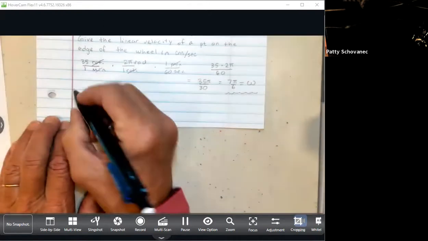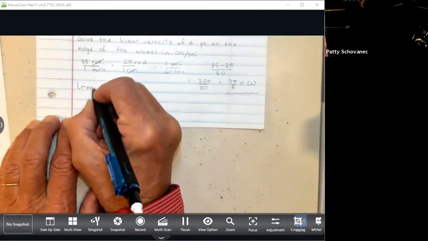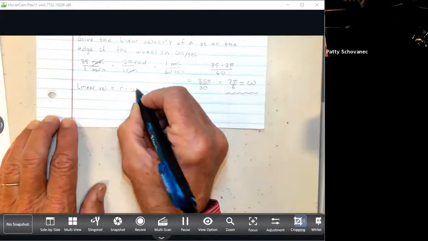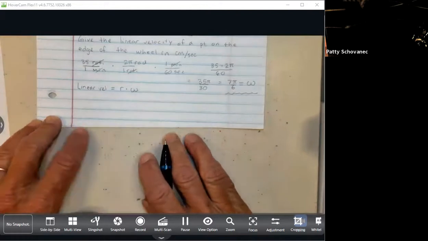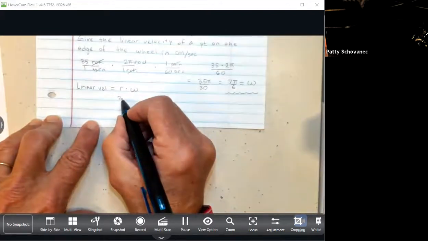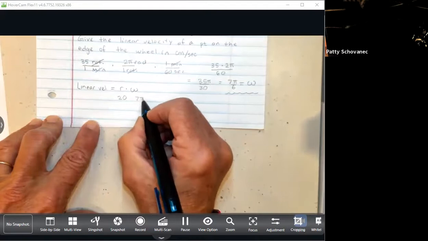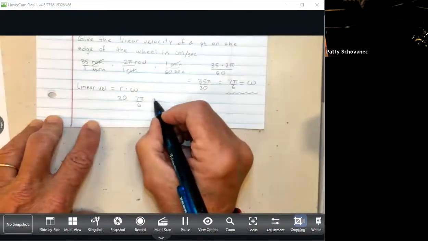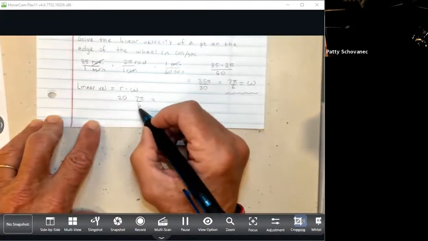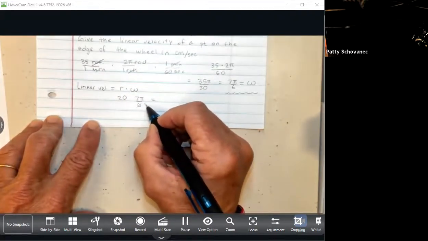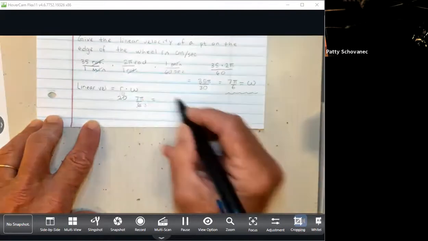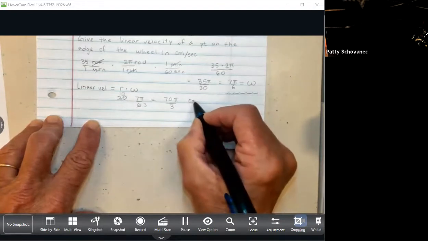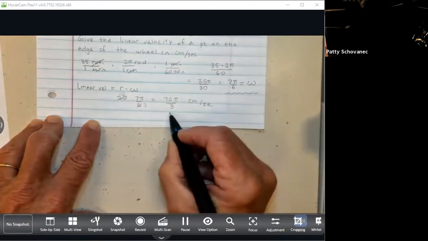Then we said linear velocity is just radius times angular velocity. I gave you 20 centimeters as the radius and 7 pi over 6 radians per second. And so 20 times, oh, I can cancel a 2. 2 goes into 6 3 times, 2 goes into 20 10 times. So 70 pi over 3 centimeters per second.